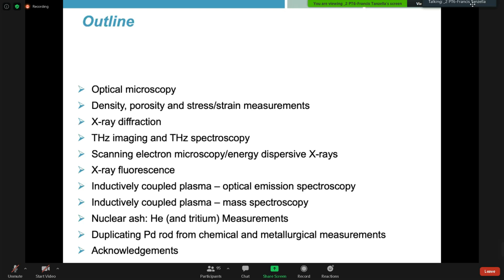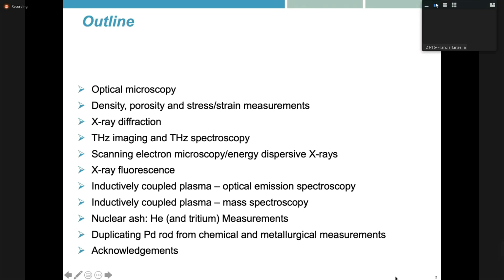The second half will cover chemical and elemental measurements such as energy dispersive X-ray, ICP optical emission spectroscopy, ICP mass spec, and helium mass spec. Then I will end with a rather old worked example of designing and manufacturing a palladium rod from measurements like these.